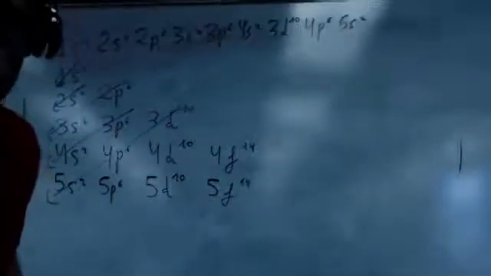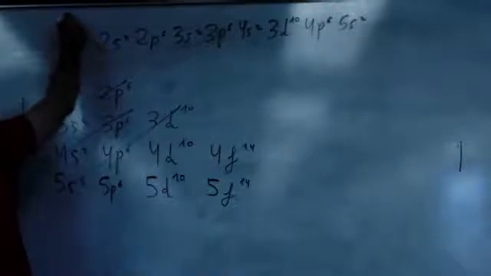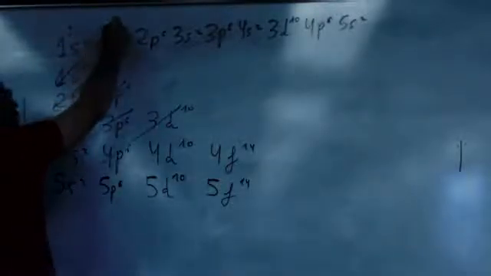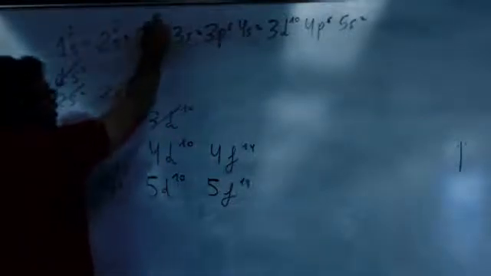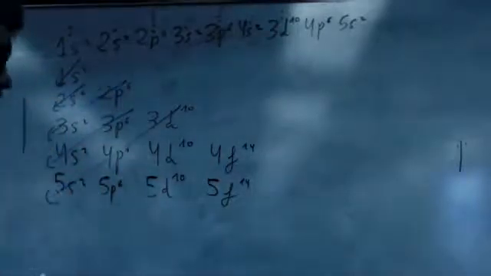So, I put this thing too. Maybe you will see it easier if you put little dots here. These are the electrons: 2 in the first level, 2 here, 6 here, 2 here, 6 here, 2 here, 10 here.